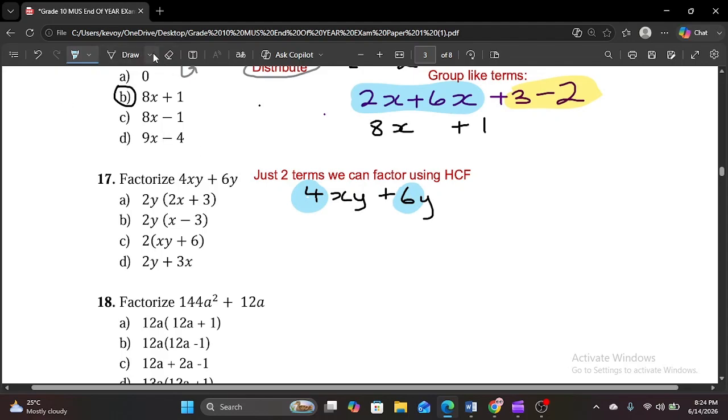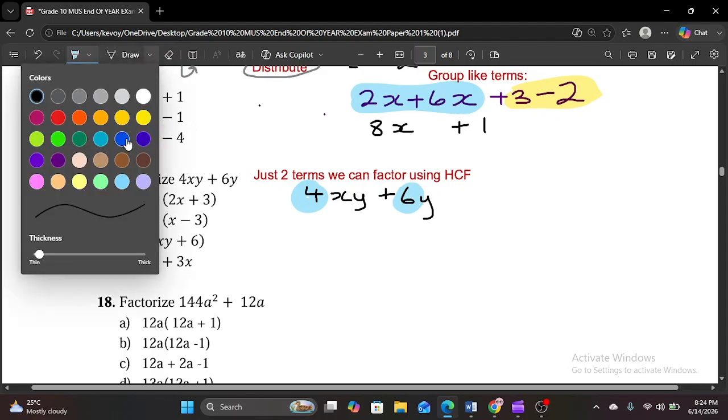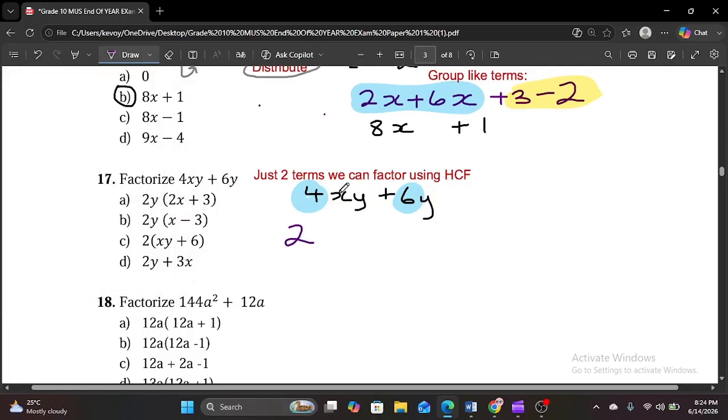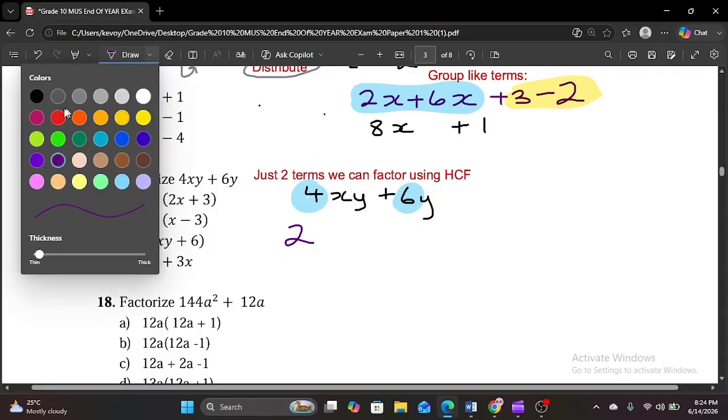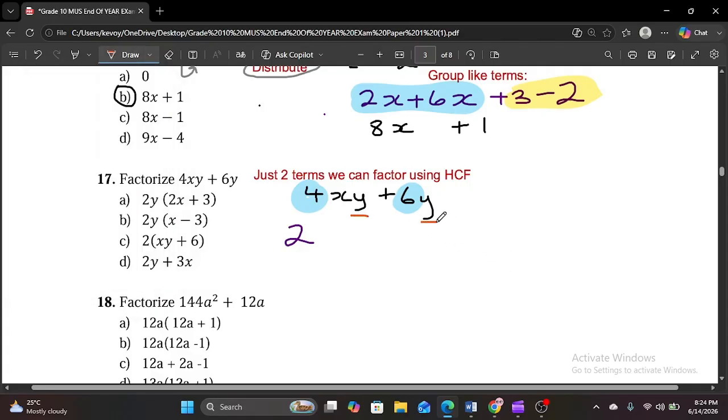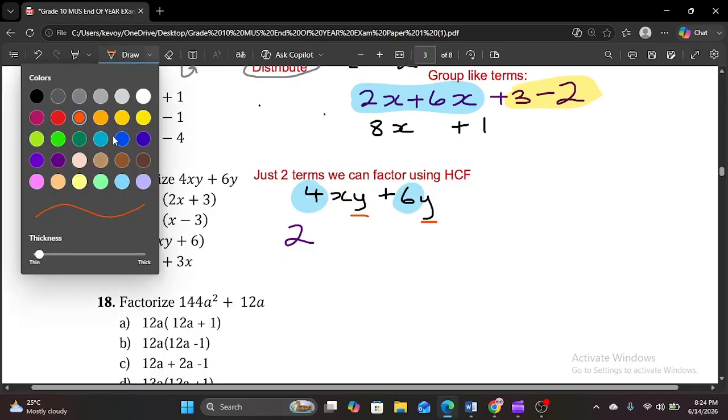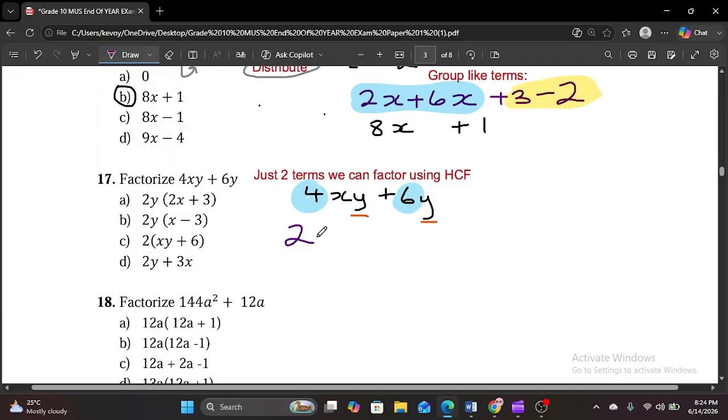That's gonna be 2. What's gonna be the highest common factor between the letters? So the only letter that I see in common right there is y. So y is common between two terms. So that means 2y is the highest common factor if I pull from the two terms.